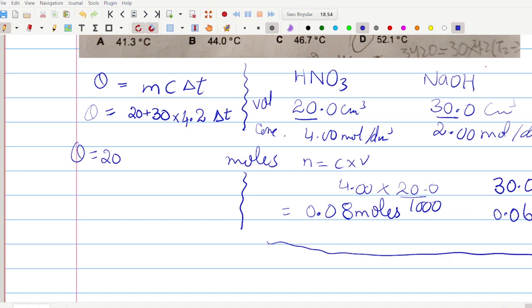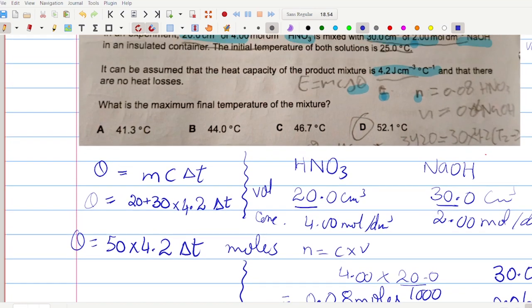Ma'am, initial temperature is given for both solutions, so we have to find the final temperature. Yes, we have to find the final temperature. As you know, in the question they have given us the enthalpy change of neutralization.